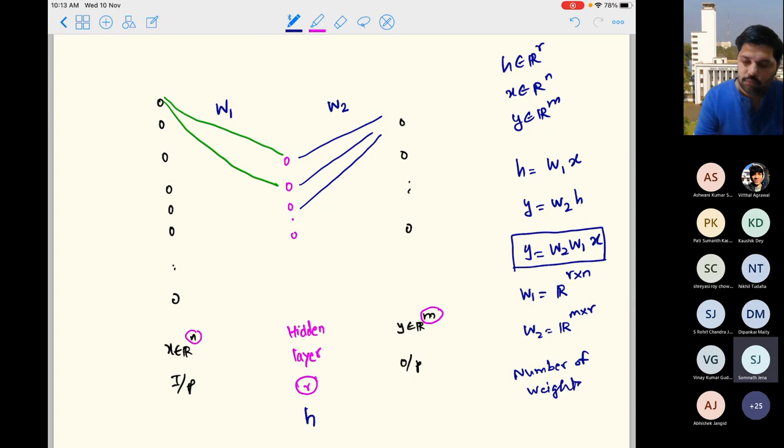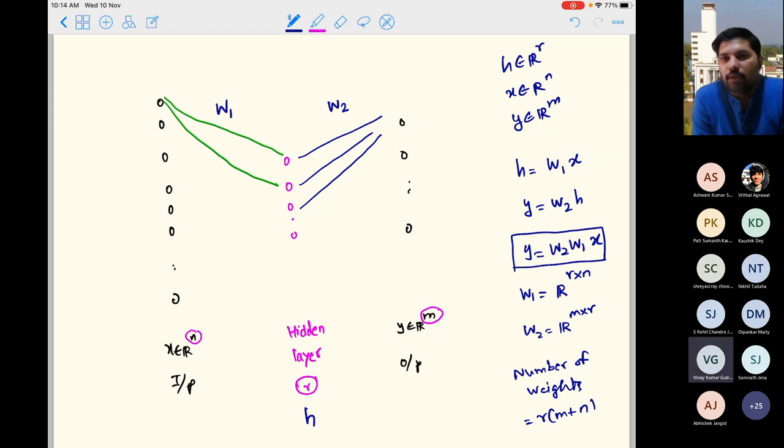R times m plus n, right? So I'm training R times (m plus n). By introducing a hidden layer between the input and output layers, what have I achieved? Have I reduced the number of weights that are trained, or have I increased the number of weights I am going to train? Reduced. We have reduced.